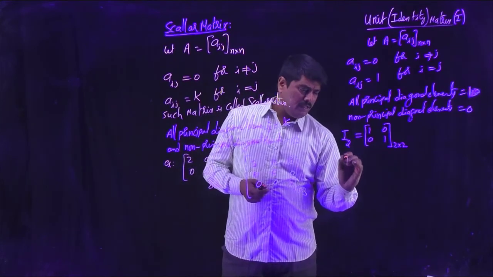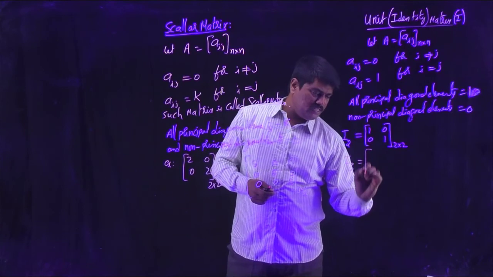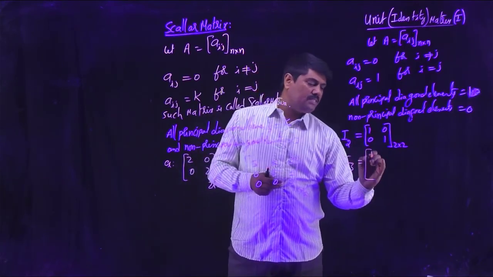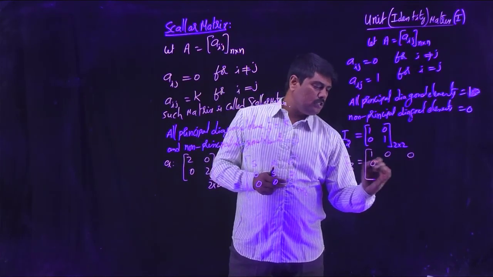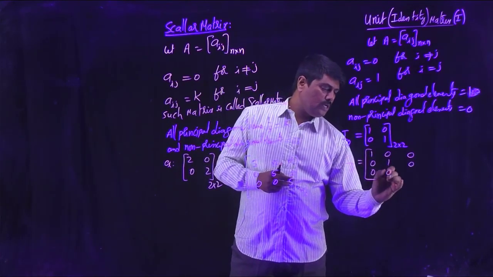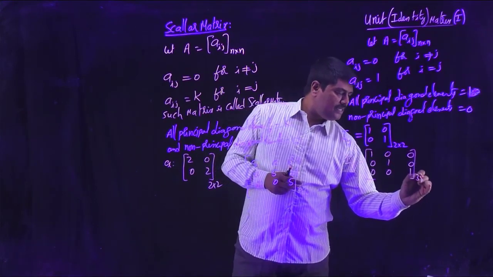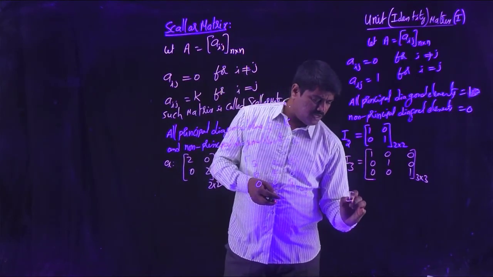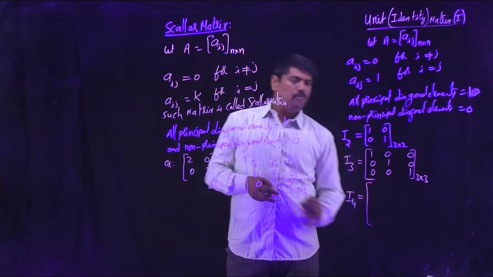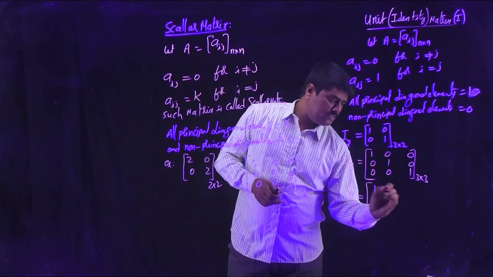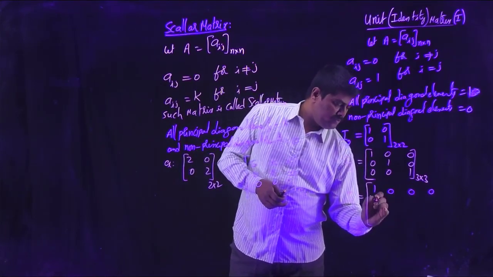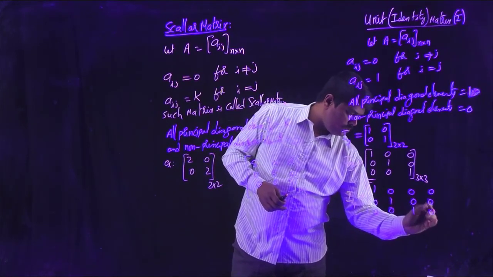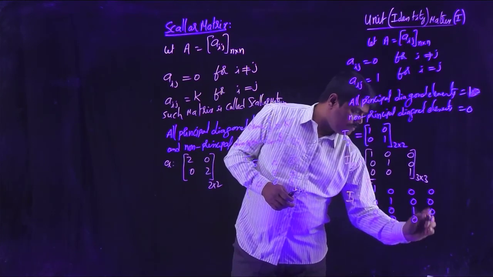Now let me give I3. What is I3? A 3 by 3 identity matrix, that is like this: 1 0 0, 0 1 0, 0 0 1. So this is the unit matrix of order 3. You can write it for any order. I4 is the 4 by 4 unit matrix, that is like this: 1 0 0 0, 0 1 0 0, 0 0 1 0, 0 0 0 1.